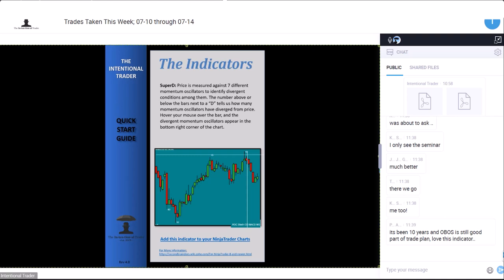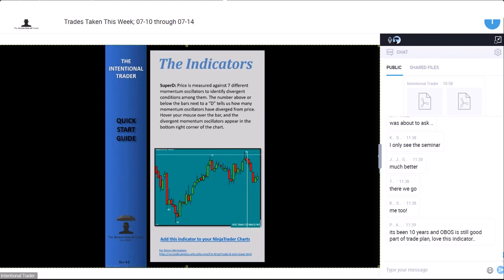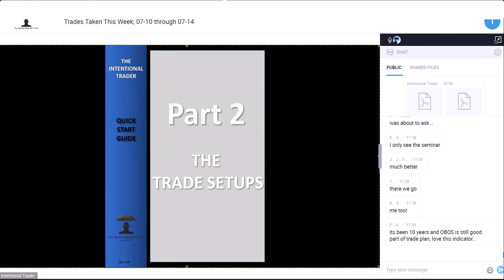So now we have 7 different momentum oscillators. If you see one D, that means one of the oscillators is showing divergence. This one says 5 oscillators are showing divergence. If you want to know what those oscillators are, just hover over the bar and they'll print down here and show you which oscillators: the rate of change, stochastic, CCI, MACD, the momentum indicator. So these are our divergence indicators, and again, extremely powerful. There are some other indicators, but these are the most important ones.